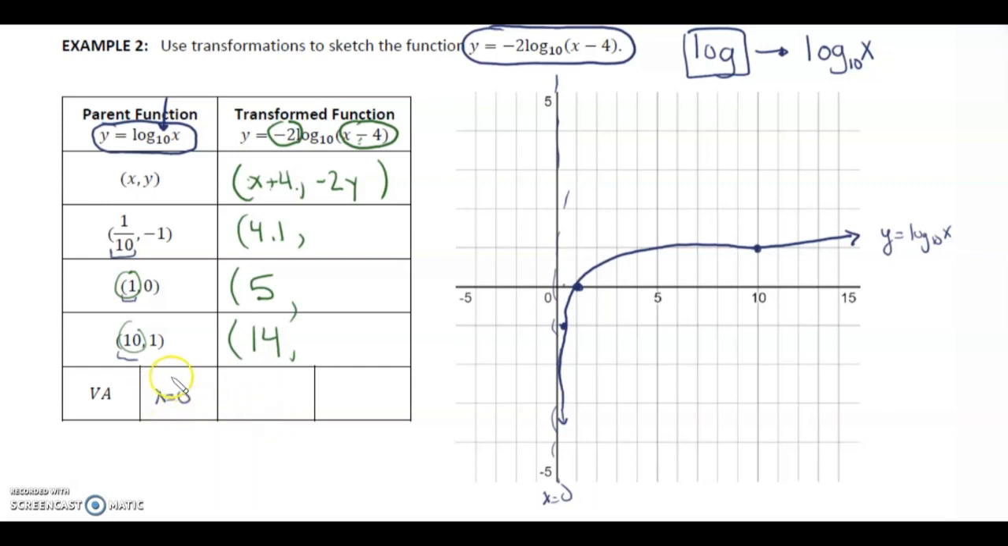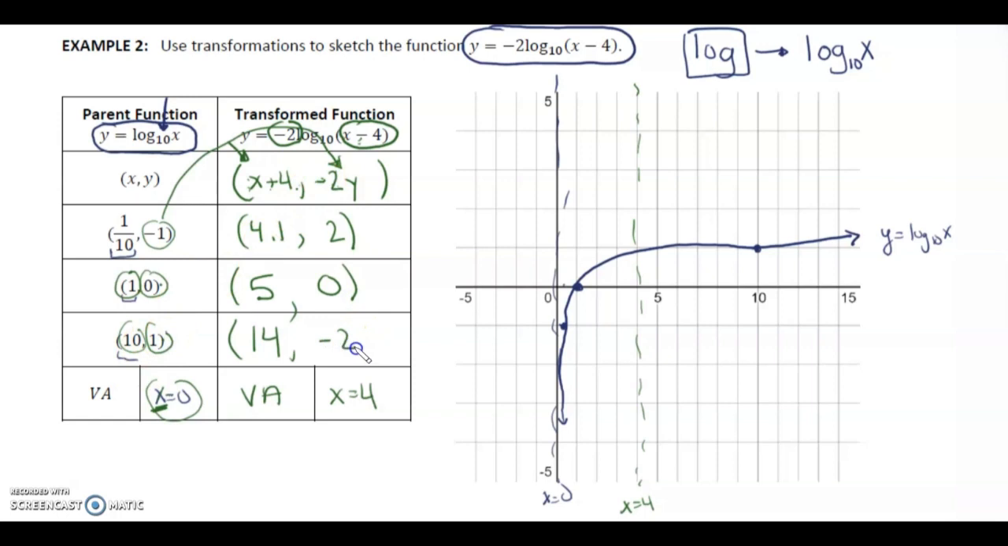Okay, this is the other thing. Our vertical asymptote was 0. See how this is an x? We also have to sub that into the x. So 0 plus 4, our new vertical asymptote is going to be 4, because it's moved to the right 4 units. Okay, so negative 2y. Let's take these y values and sub in to the y. Negative 2 times negative 1, we get 2. Negative 2 times 0, we get 0. And negative 2 times 1, we get negative 2.